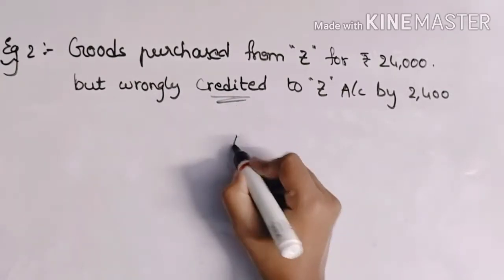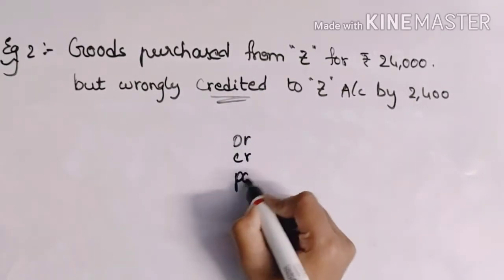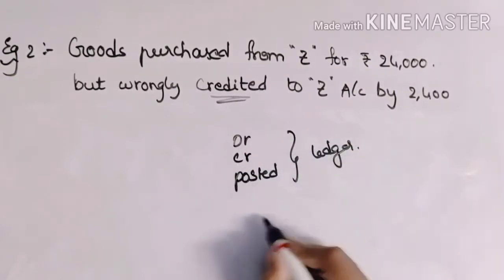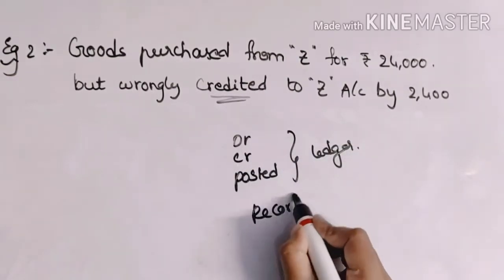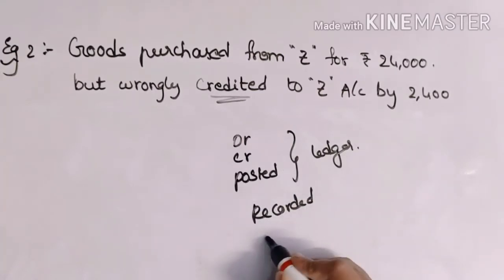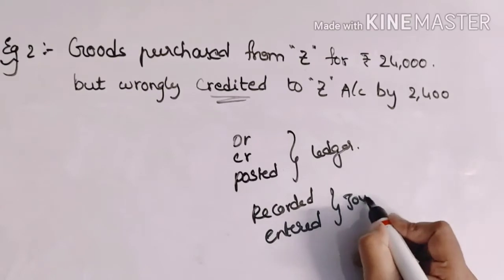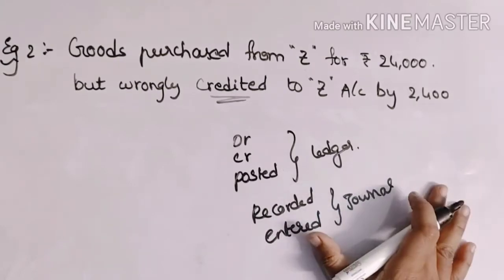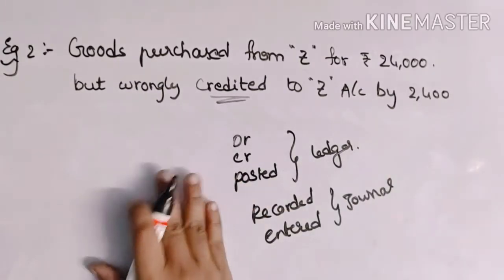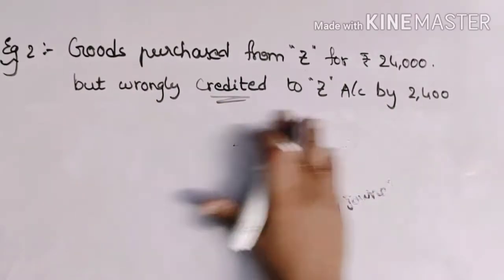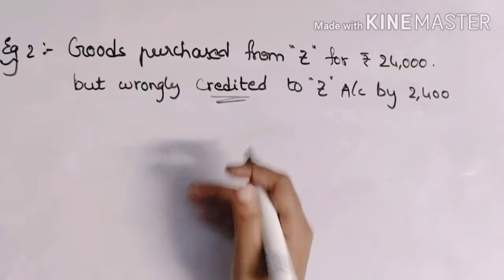So the words debited, credited or posted, all these words happen at the stage of ledger. But words like recorded or entered, all these words happen at journal. So now we have identified that this error happened at the stage of ledger. So what's the next step? First, analyze the question.